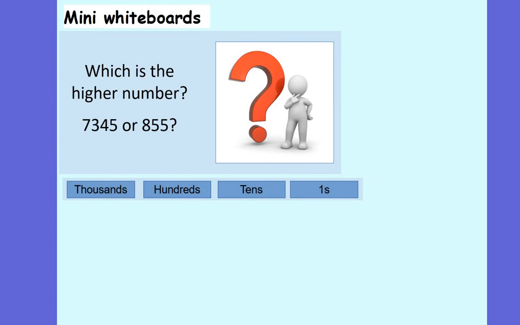On your mini whiteboards, please pause the video for 30 seconds. Which is the higher number, 7,345 or 855? Pause the video and write down your answer now. Okay, let's compare them. I've got 7,345 and 855.